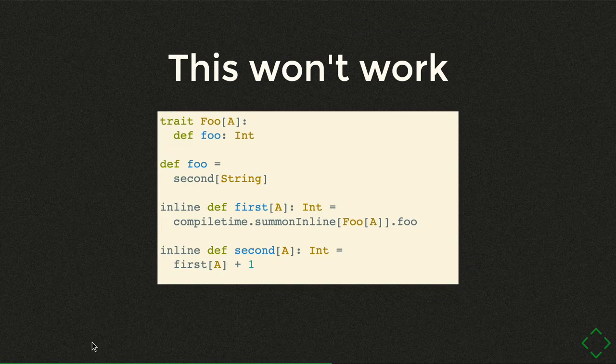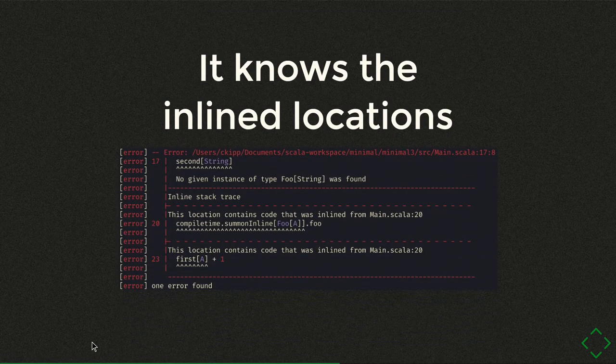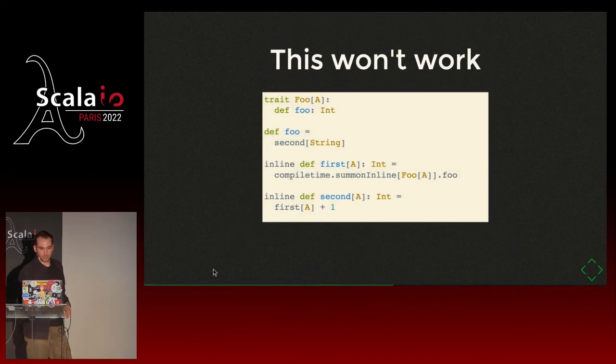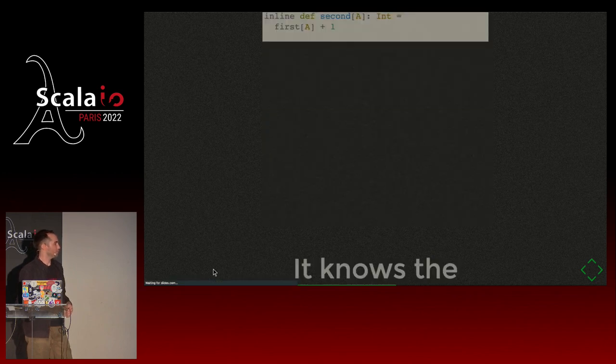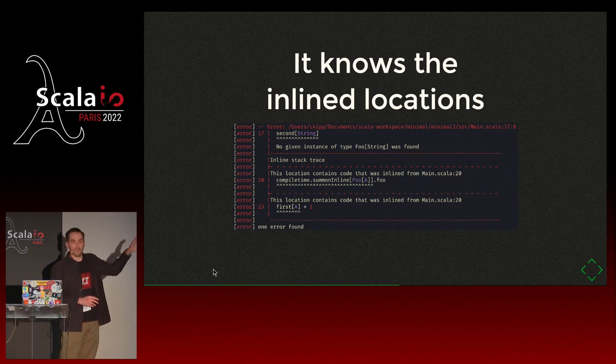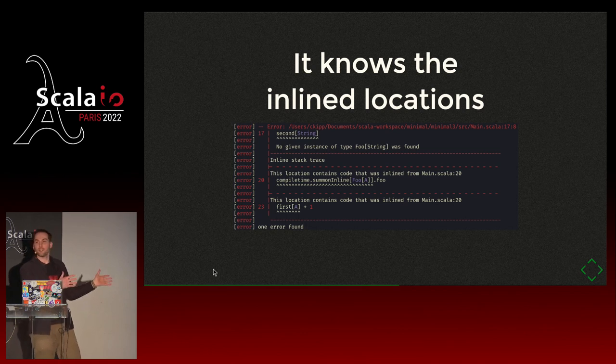Here's another example. This won't work. You don't have to be super familiar with inlining, but just know that this won't work, and there's going to be two things reported here. You're going to have your actual error on top, which is no given instance of type Foo[String], and I'll go back here just for one second in case you want to look a little bit closer at the code to understand that. But then below, we have what's called your inline stack trace, which should, in theory, point to the two inline methods or the two things that were inlined. And this is extra information that's pretty nice to have, especially, these are really simple examples, but imagine a more complex application with inlining all over the place. That becomes pretty useful.